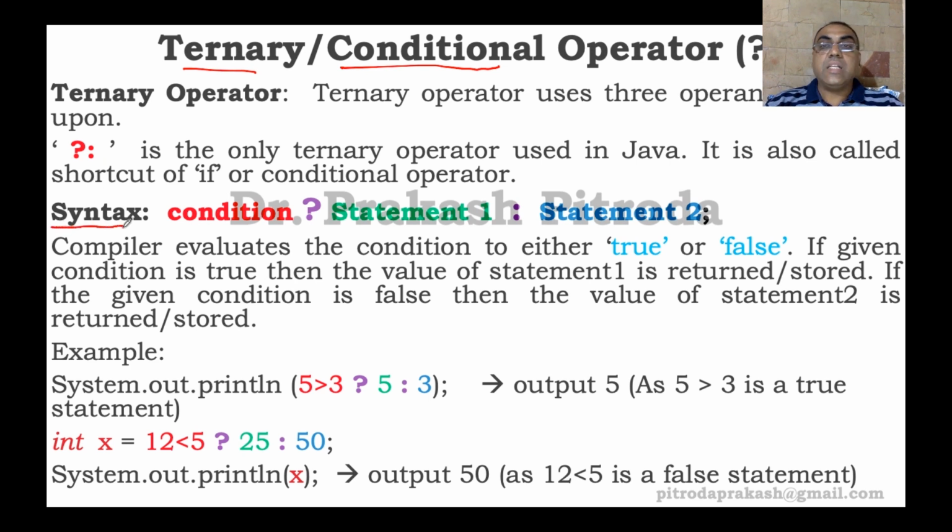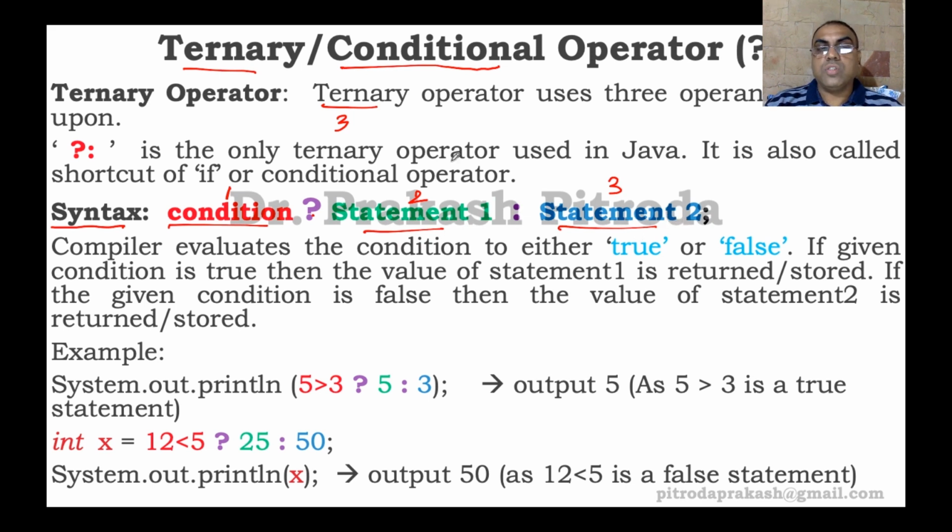So here is the syntax. Ternary, in binary, is 3, so it has 3 operands to work with. This is 1, this is 2, and here is 3. The syntax says there has to be a condition, question mark, statement 1, colon, statement 2. I've just numbered them as statement 1 and statement 2.